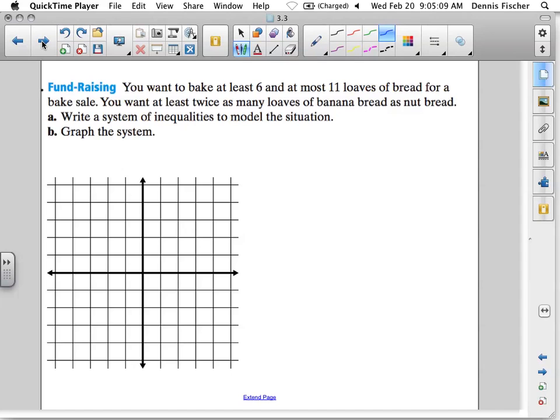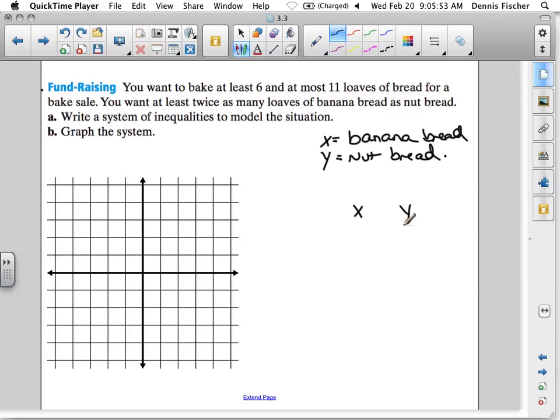So what do we got? We have 2 variables, right? So first thing we're going to do is write down our variables. We're going to say x is my banana bread. And y is the nut bread. Are they equal? Let's look at the sentence right here. No. Are they the same? You want more banana, right?